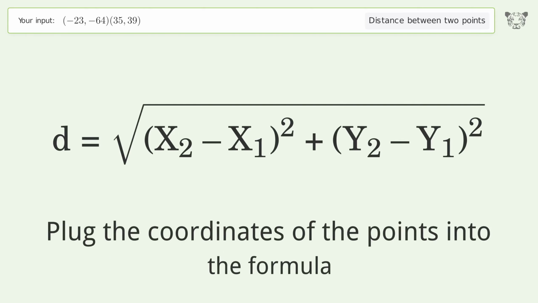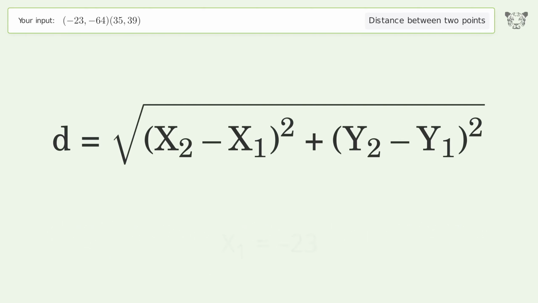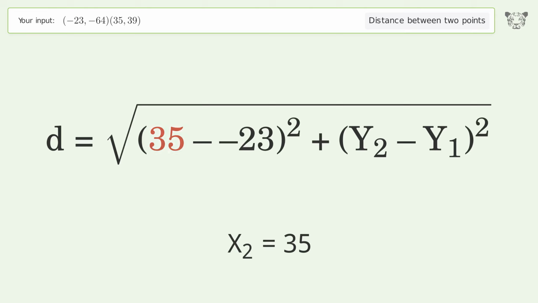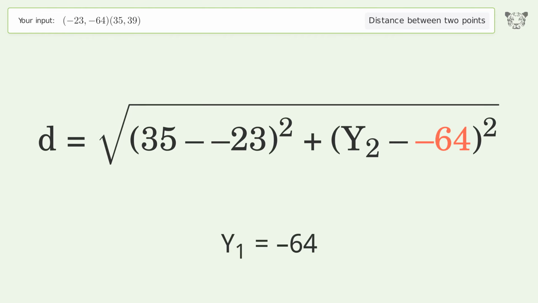Plug the coordinates of the points into the formula. x1 equals -23. x2 equals 35. y1 equals -64. y2 equals 39.